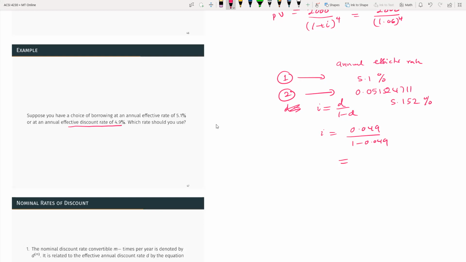Of course, you are going to use the first one because you are going to borrow, and you want to borrow at the lower rate. If you are lending, then you use the second one, because you want to lend at the higher rate. But if you are borrowing, you need to use the lower rate, which is the first one, not the second one. The second one is a higher rate than the first one.